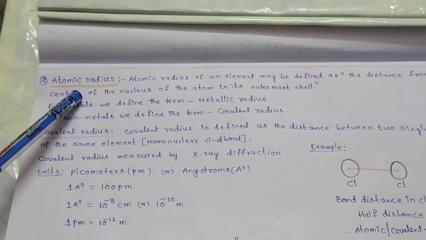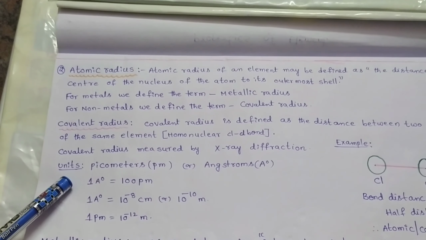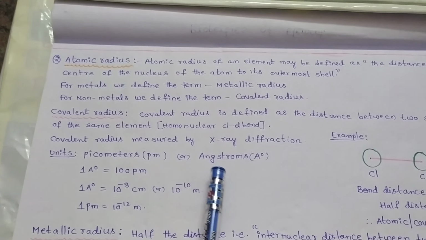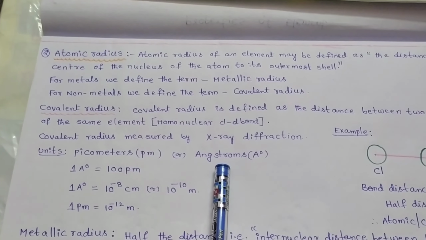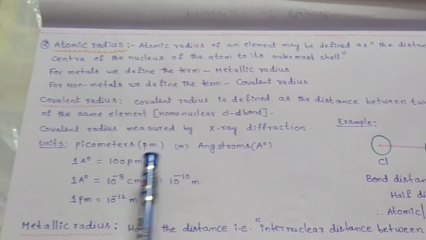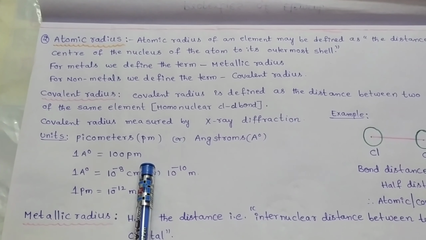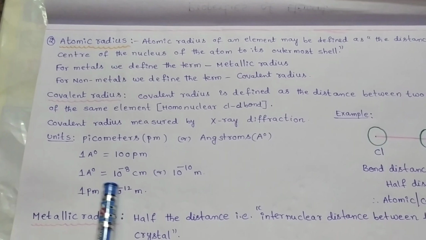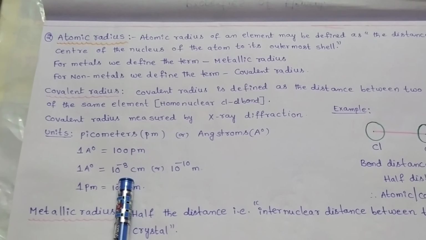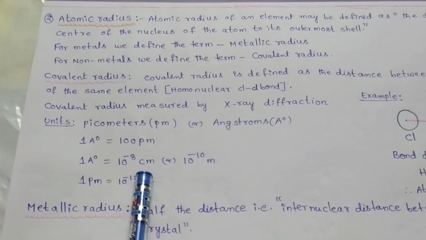The covalent radius of an atom is measured by the X-ray diffraction method. The atomic radius units, nothing but the covalent radius units, are picometers, or it can also be measured in angstrom units. 1 angstrom unit is equal to 100 picometer, or 1 angstrom unit is equal to 10 power minus 8 centimeter, or 10 power minus 10 meter. 1 picometer is equal to 10 power minus 12 meter. Pico is nothing but 10 power minus 12.